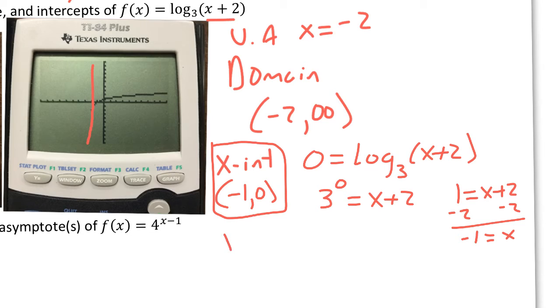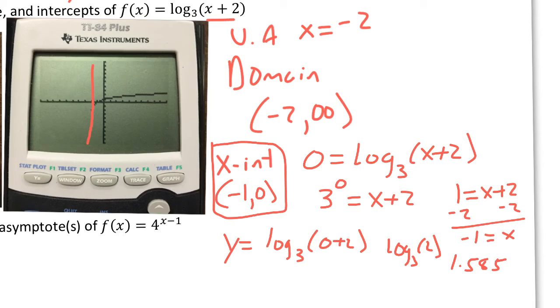Now the y-intercept we find by letting x be 0. So y equals log base 3 of 0 plus 2, or just go find log base 3 of 2. Log base 3 of 2 is 1.585. So our y-intercept is 0, 1.585.